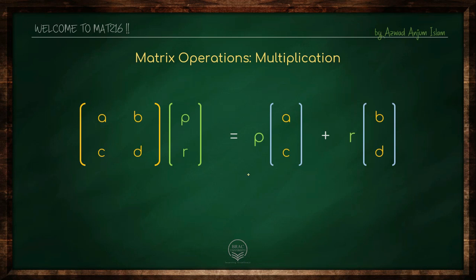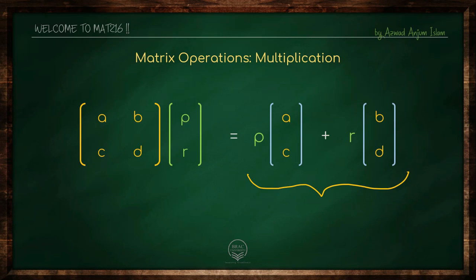Now, if this looks like a linear combination to you, that is because this is a linear combination. And that's because we are taking something P times and taking some other thing R times, and then we are adding them, which is basically the definition of linear combination, right? A scalar into something plus a scalar into something.